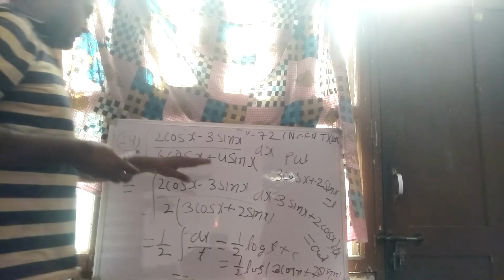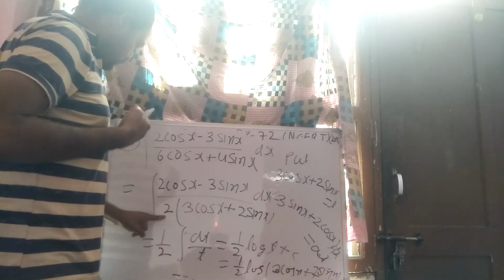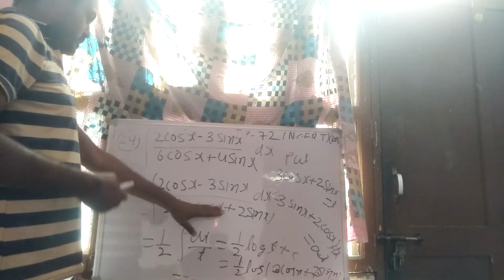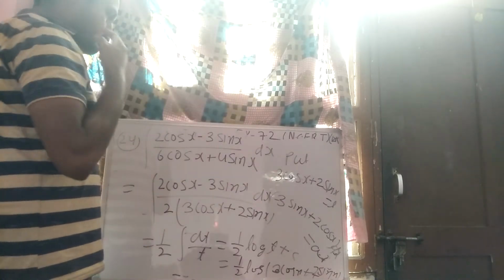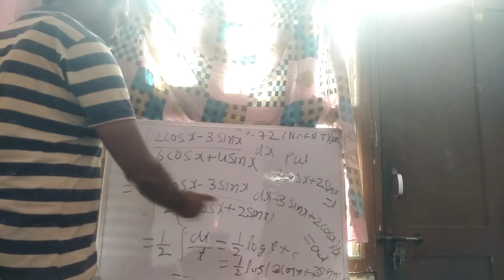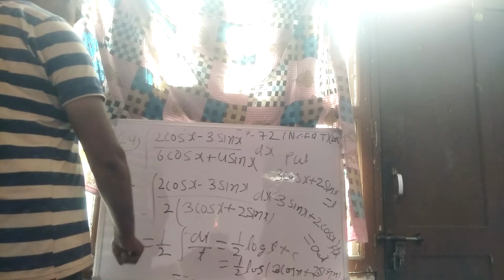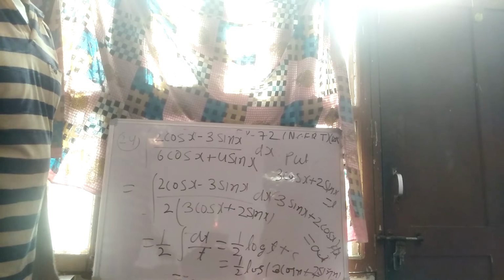Here we put this. We have to form 2 common, so 3 cos x plus 2 sin x. We have to substitute this: 3 cos x plus 2 sin x equal to t. So 3 minus 3 sin x plus 2 cos x into dx. So this is dt upon t. 1 upon 2 is outside, and 1 upon 2, this is very easy, log t. We also substitute the value of t. This is the complete answer and the solution.